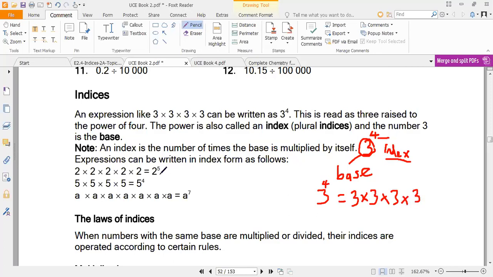If you have 2 power 5, as you can see here, it means you multiply the base 2 five times. So it will be 2 times 2 times 2 times 2 times 2. If you have 5 power 4, it means that you multiply 5 four times, so it will be 5 times 5 times 5 times 5. The same thing, if you have an unknown a to the power of 7, it means you multiply a seven times.